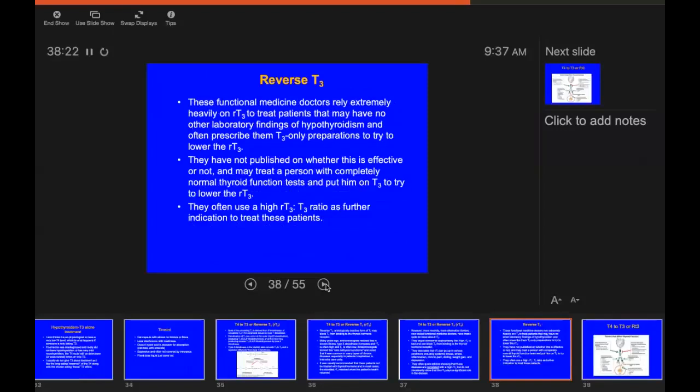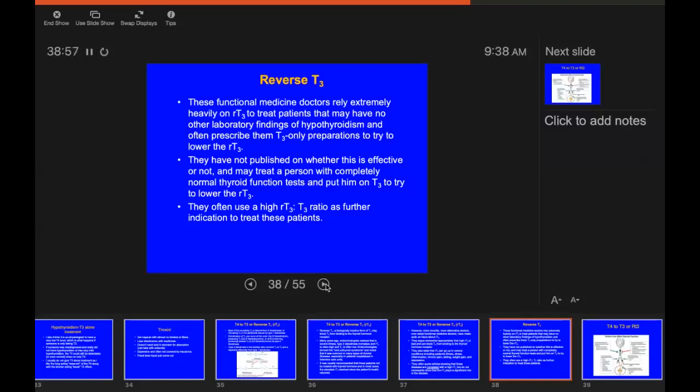These functional medicine doctors often rely heavily on the reverse T3. They take a completely normal test, where maybe the reverse T3 is a little bit above some arbitrary cutoff they come up with, and they give them T3-only preparations to try to lower it. There have been no publications, either from this group, Holtorf's group, or from others, showing that this actually works. Nothing has been done that shows these patients do better when the reverse T3 is lower. So it's an idea that I think is interesting, and I'll see how I use it, but I think it needs more study.